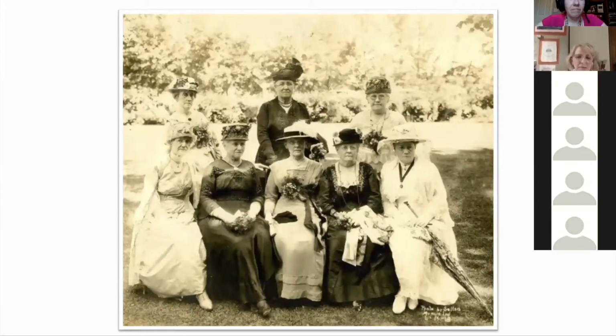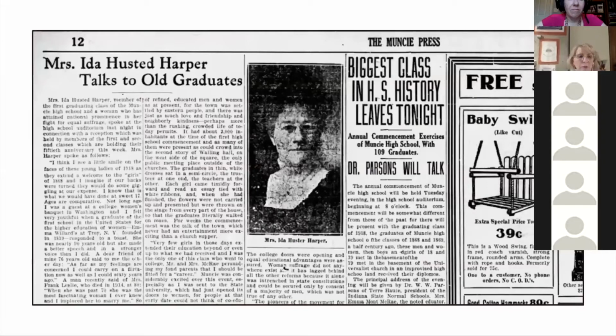She actually comes back to Muncie in 1918. This is their class reunion photo in 1918, and this was actually taken at one of the Ball homes. And all of the Ball homes will be on the suffrage tour. They were all involved in the suffrage movement. And this is just an article about Ida Husted Harper.